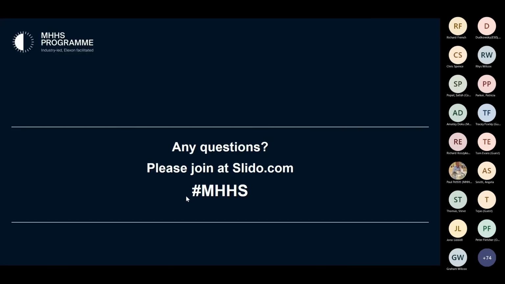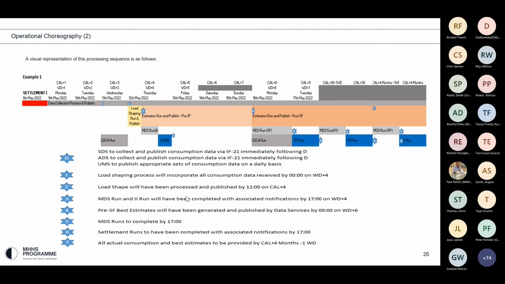The details of that are in there. I don't think I'll go through all of that. You can go and look at that yourself. But I think the key things on the timing is that the SF run will be on working day +7. There'll be another run at about 30 working days, which will be like the R1 run. The existing runs R2 and R3 will disappear, and the final settlement run or the final reconciliation run RF will occur at 4 months.